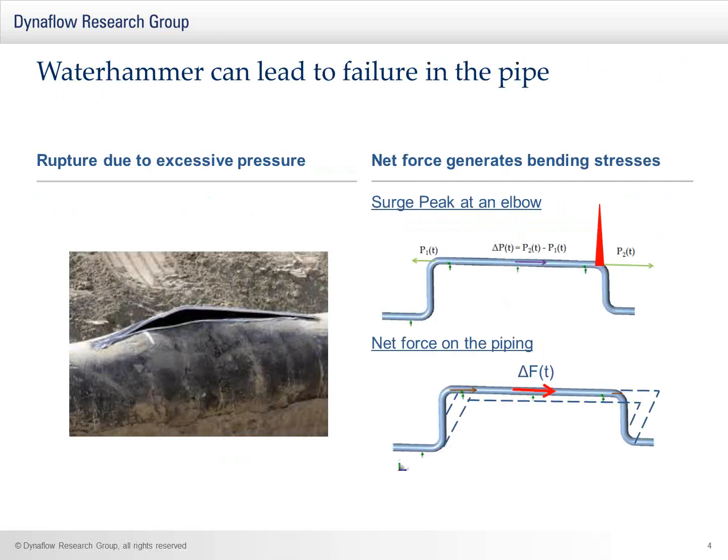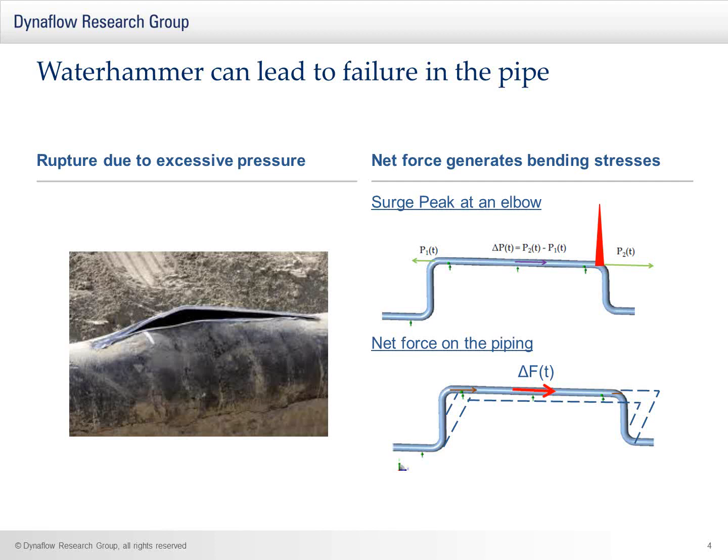Now, what problems can waterhammer lead to in your piping? Well, first case is an excessive pressure can lead to rupture. What you see on the left is failure of the longitudinal weld in a piping system due to excessive pressure. But the passage of the pressure wave can also lead to net forces on the piping, which can lead to bending stresses. For example, what you see on the right hand side, we see the surge peak at one of the elbows in an elbow pair.